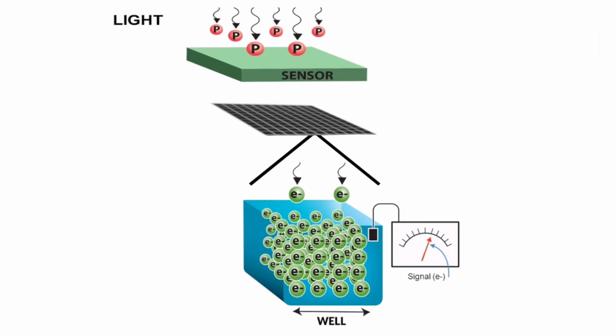Digital cameras use two types of sensors, namely CMOS and CCD. Functional differences between these two sensors are a topic for a whole new video, so we'll look at how these sensors work in general. The sensor is divided into numerous photosites, aka pixels.